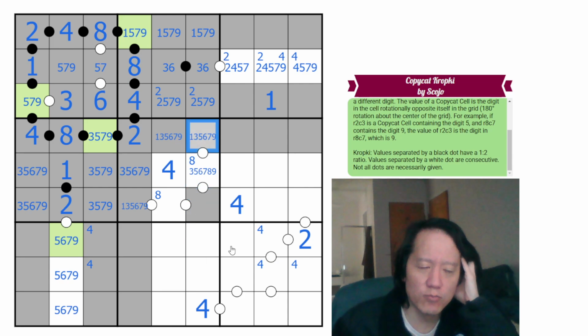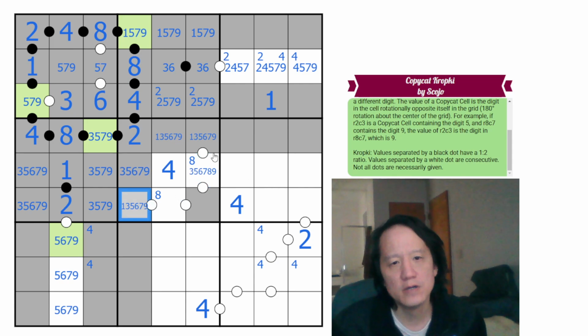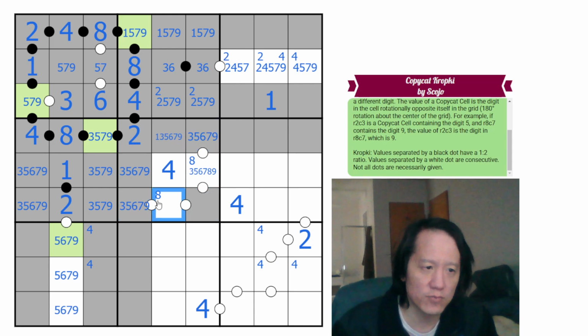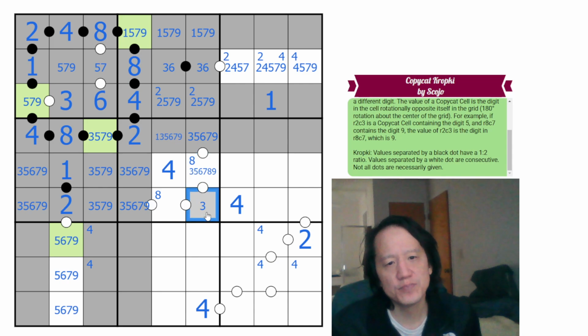This can never be 1, because if this is 1, this would have to be 2 in value. And that can never be 2 in value because the 2 can't be 180 degrees opposite it. Same here. So this can't be 1, and this can't be 1. And this can't be 1, and this can't be 1. Well, this could be 1 potentially, because it could mimic that. So this can't be 1.